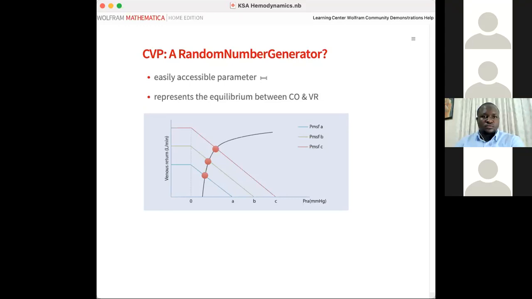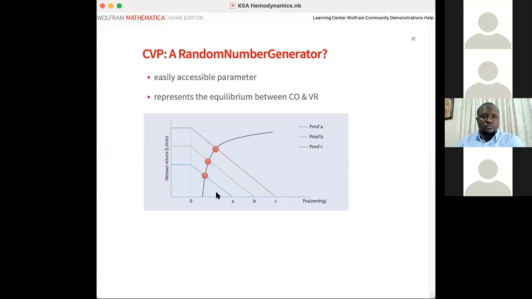So basically, your central venous pressure could easily be described as the point of equilibrium between your cardiac output and your venous return. Because we said the heart only pumps out what it receives. So if it receives a small amount of venous return, it can only pump as much. So you can see here that the venous return is reduced. So this is your venous return curve. This is called the Guyton curve. And your cardiac output curve is called the Frank-Starling curve.